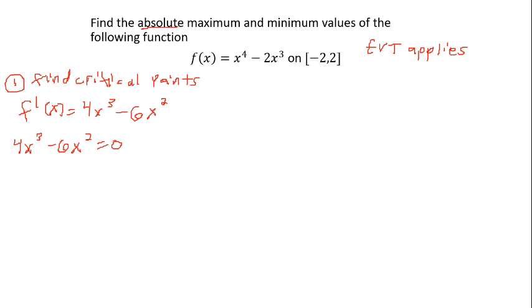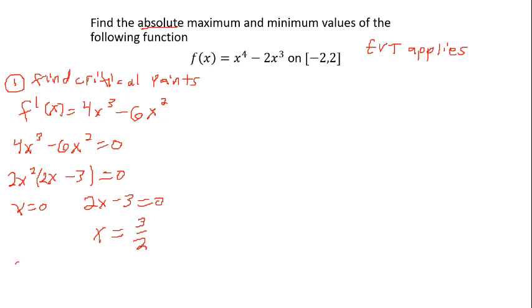If you notice, there's a common factor of 2x squared, so I'm going to factor out a 2x squared out of both of these terms. Gives us a 2x minus 3. So we're going to have two critical points here. One critical point occurs at x equals 0. And the other critical point occurs where 2x minus 3 is equal to 0, which gives us an x-coordinate of 3/2 or 1.5. And remember, these are candidates for the absolute extrema.